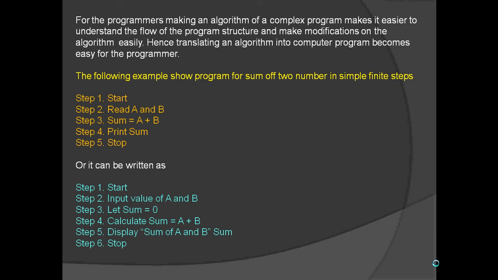So here I have an example to show programs for the sum of two numbers in simple finite steps. We have already seen this sum of two numbers sample, and I've already explained it to you. So if you were to do the sum of two numbers program, before you actually build the source code and execute it, it will be written as an algorithm in this format.